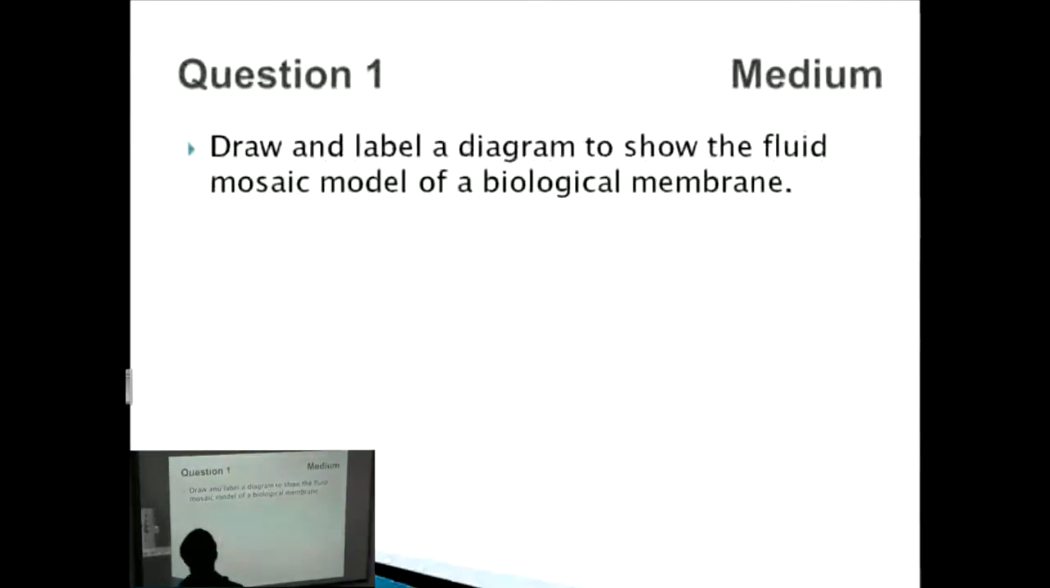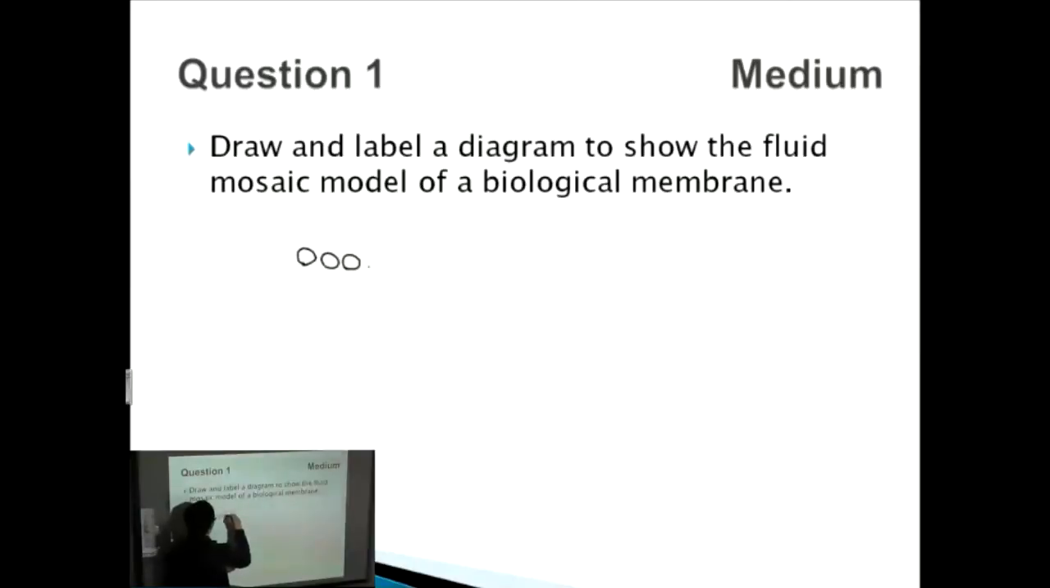We have to draw and label a diagram to show the fluid mosaic model of the biological membrane in this particular question. We've got a nice diagram question which people usually like doing, well I like doing them, so we can quickly draw a few points. So remember that the fluid mosaic model is a phospholipid bilayer. So that's the first part that you have to draw.